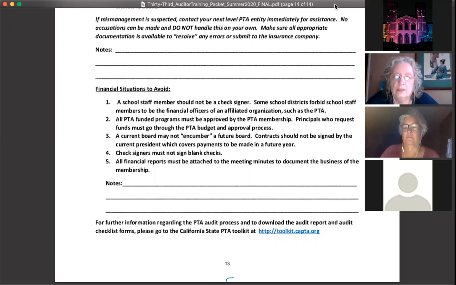A contract should not be signed by the current president which covers payments to be made in a future year. A current board cannot commit a future board to any kind of contractual obligations, because the future board may not want to pay one.